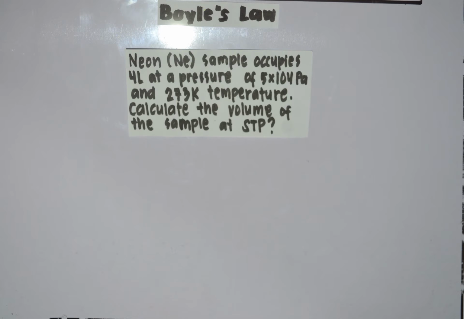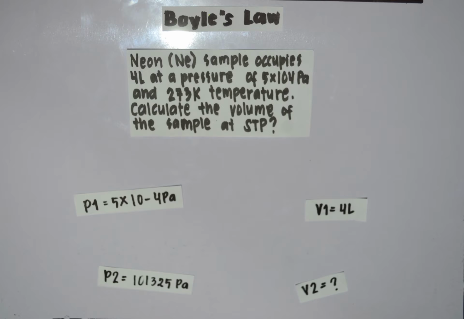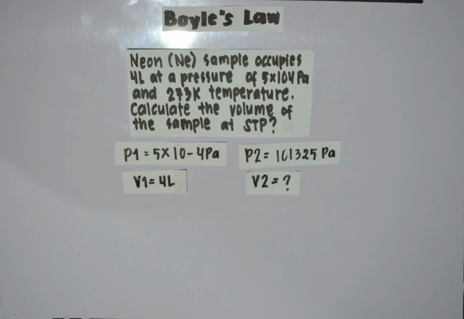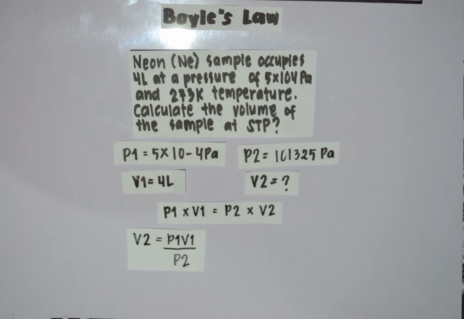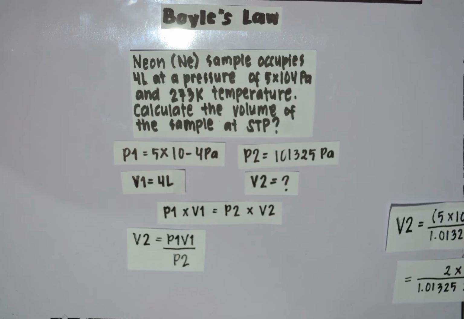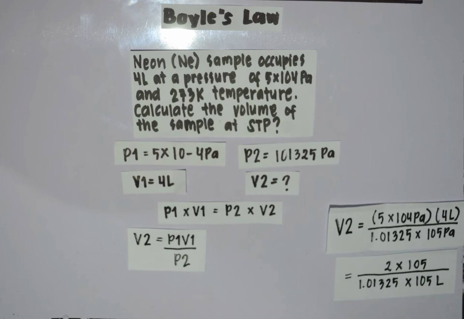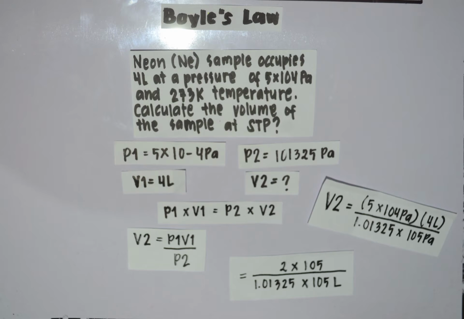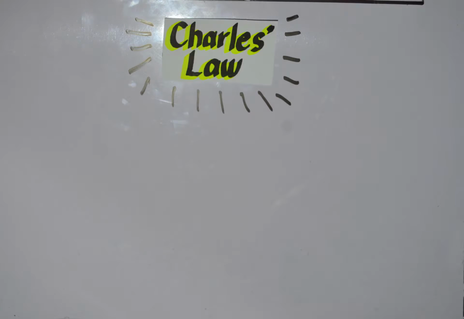For example, a neon sample occupies 4 liters at a pressure of 5 times 10 raised to 4 Pascal and 273.15 Kelvin of temperature. Calculate the volume of the sample at standard temperature and pressure. The given initial conditions are the pressure of 5 times 10 raised to 4 Pascal and the volume of 4 liters. The final condition given is the standard pressure, which is 101,325 Pascal. To get the final volume, we need to multiply the initial pressure and the volume.